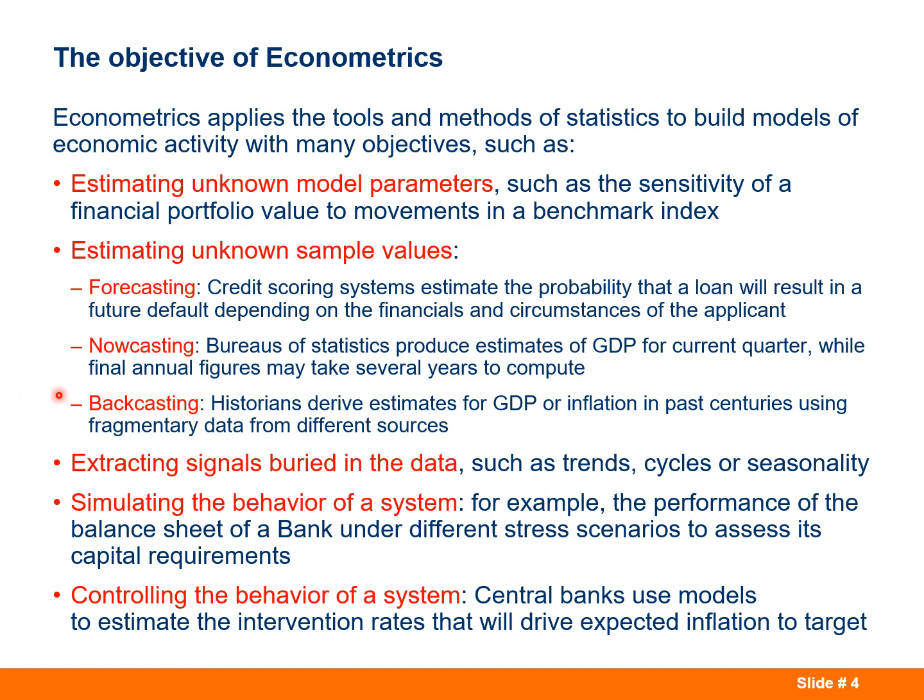Another alternative is to backcast. Backcast means computing sample values which are unknown but are in the past. For example, a historian derives estimates for GDP or inflation in past centuries using fragmentary data from different sources. So you can forecast the future, you can forecast the present, and you can forecast the past. These three problems are meaningful in econometrics.